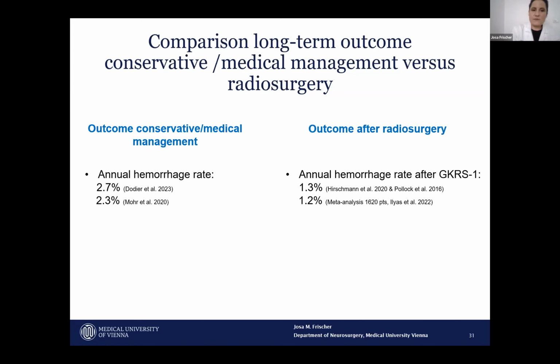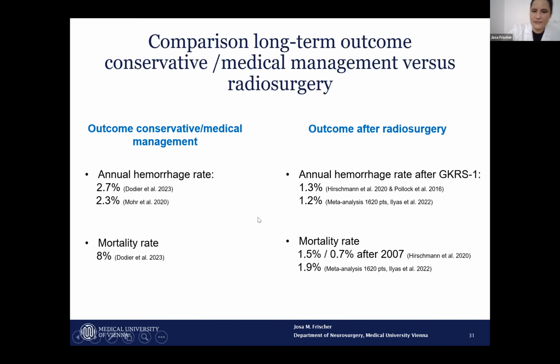In the conservative medical management arm, in our study, in the Aruba study, it is much higher. It's almost a double amount of annual hemorrhage risk. The mortality rate in different studies is between 1 and 2%, and in our own series, it's even below 1% after 2007, which we call the modern radiosurgical treatment era. It is 8% in the conservative long-term data.